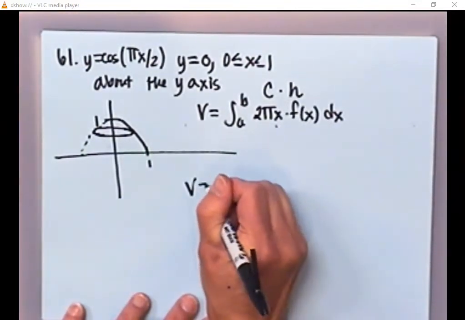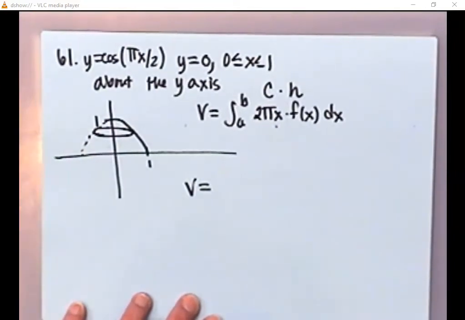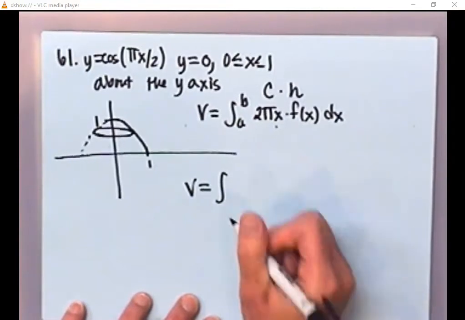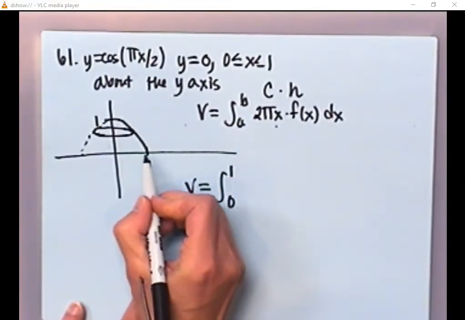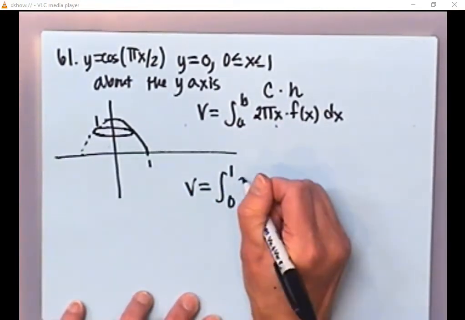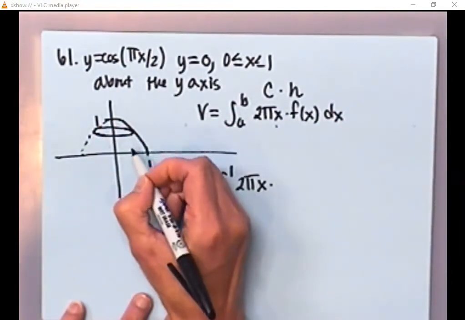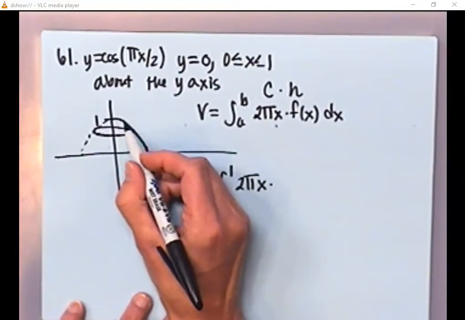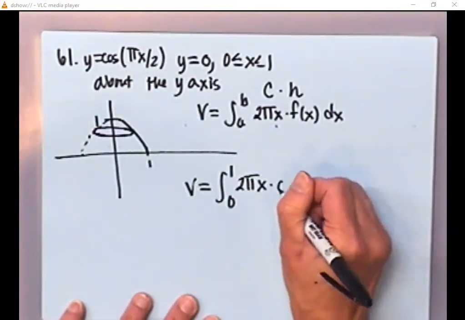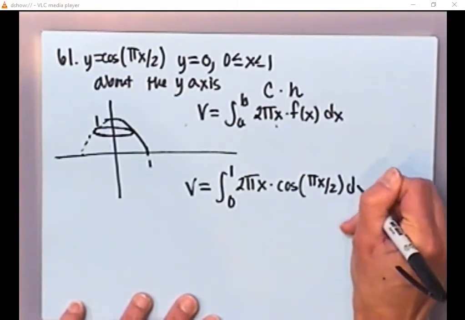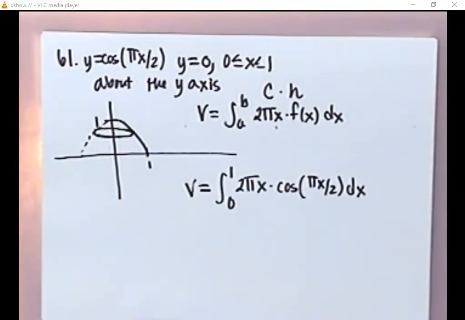So if I were to set that up, 2 pi x doesn't change, but we'll go from 0 to 1. Remember, for our x's, we're going from 0 to 1. We'll have 2 pi x, and then our function, f of x, is really the height. So the height all the way along here is just this cosine value, cosine of pi x over 2. If you set it up like that, you were doing it correctly. Anyone set up like that? Got it? Awesome. Okay, remember from Calc 1. So that's how you have to do it.